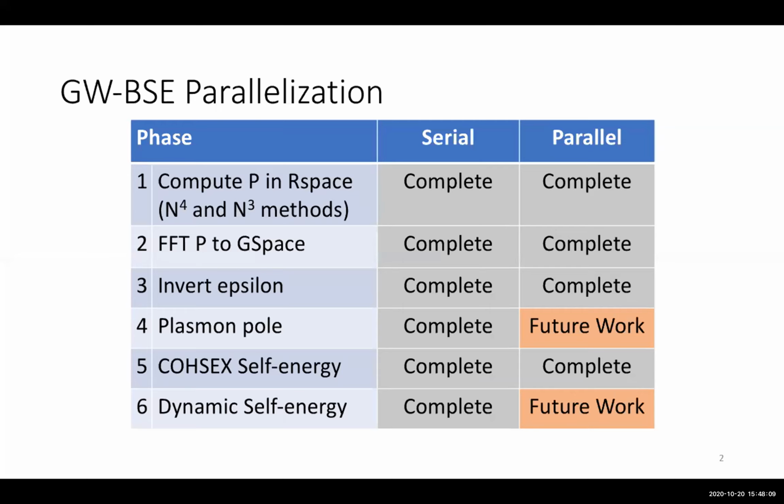We also have other steps in the GW computation, which are smaller in terms of computation. They include the FFT of P into G space, inversion of the epsilon matrix, plasmon pole calculation, and self-energy calculations. I'll primarily be speaking about the N-cube method in parallel, the overall gist.